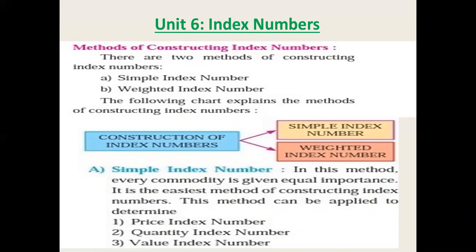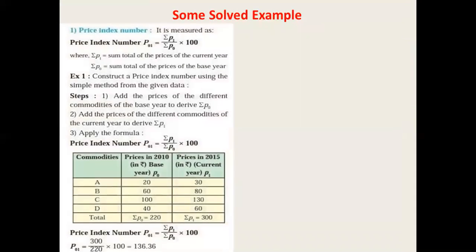Let's discuss the first example, the first index number related to the simple index number: the price index number. Price means that commodity's price, the particular figure or value. The price index number is related to the prices of commodities, but the first important thing is the base year. So we measure it with one formula, the price index number, P01.